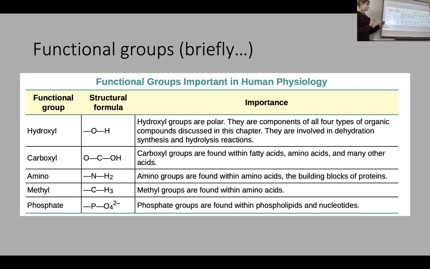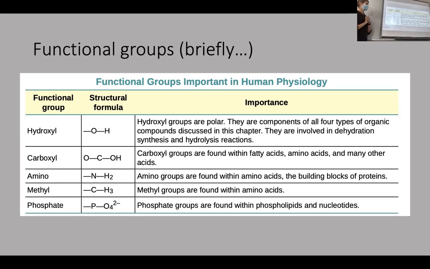And then phosphate, it's the only one with phosphorus, that's easy. A phosphorus and then 4 oxygens. Those are negatively charged. You don't need to worry about the negative charge on phosphate for our purposes. Just be able, if you see a phosphorus with 4 oxygens around it, to know it's a phosphate group.